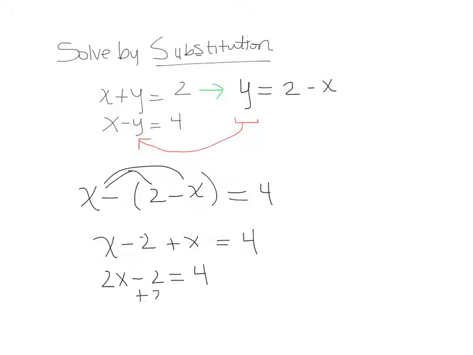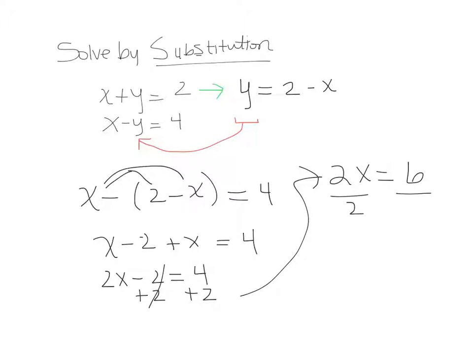2x minus 2 equals 4. I'm going to add 2 to both sides, and then I get, and I'll write it over here, 2x equals 6. And then my last step here is to divide by 2. So I can state x equals 3, and I have the first part of my answer.